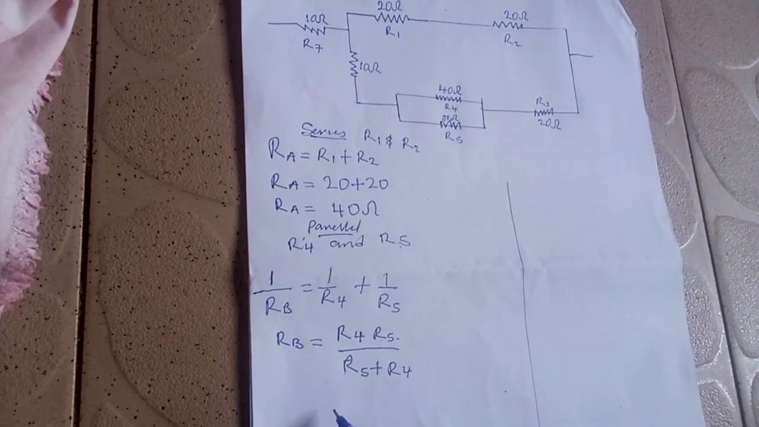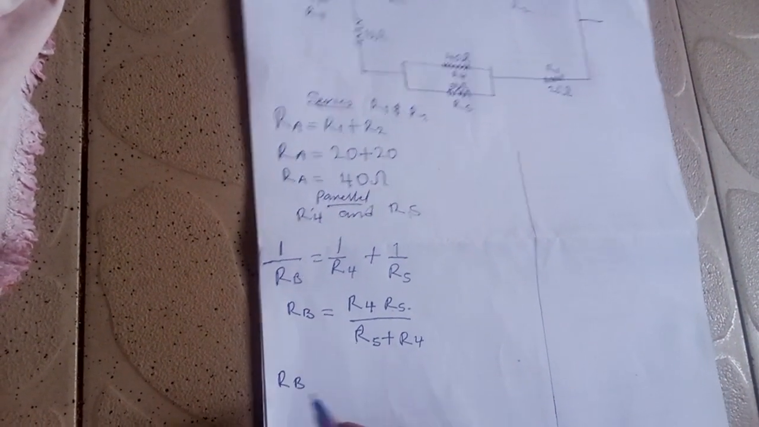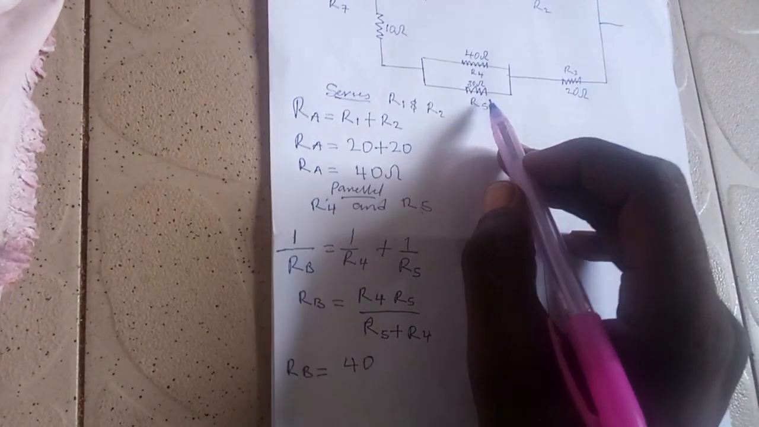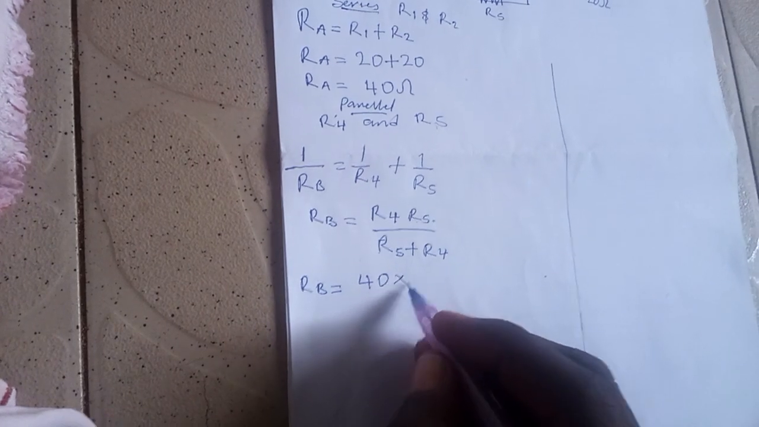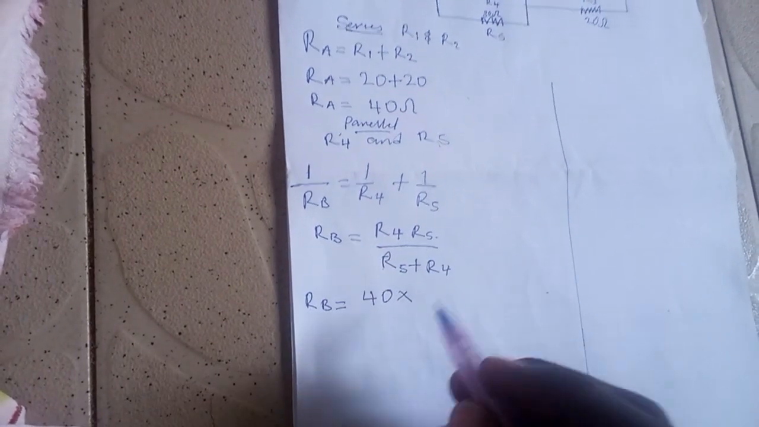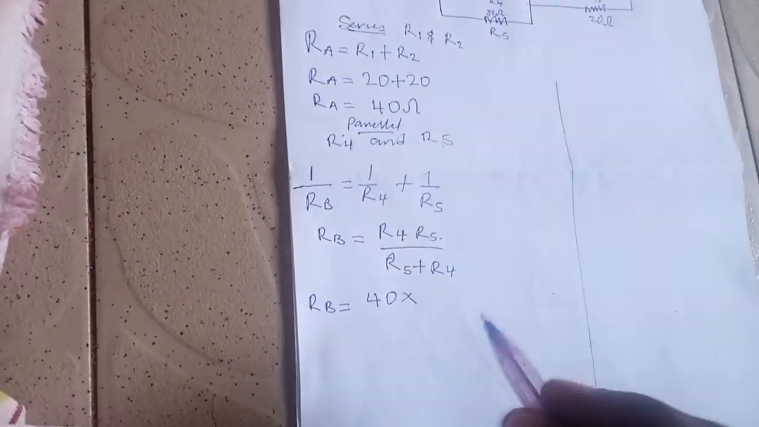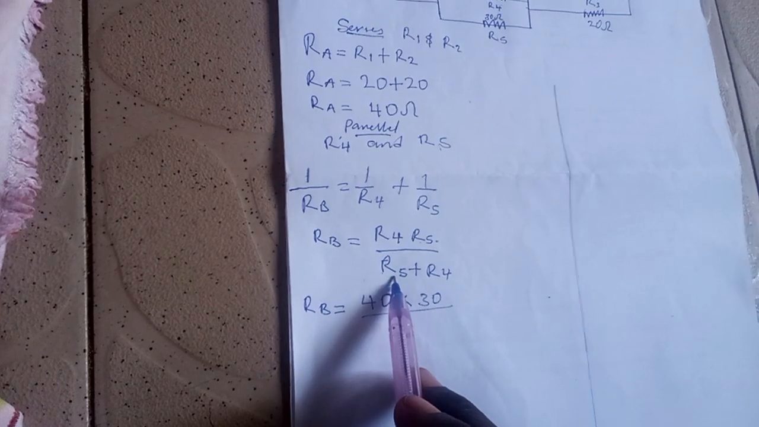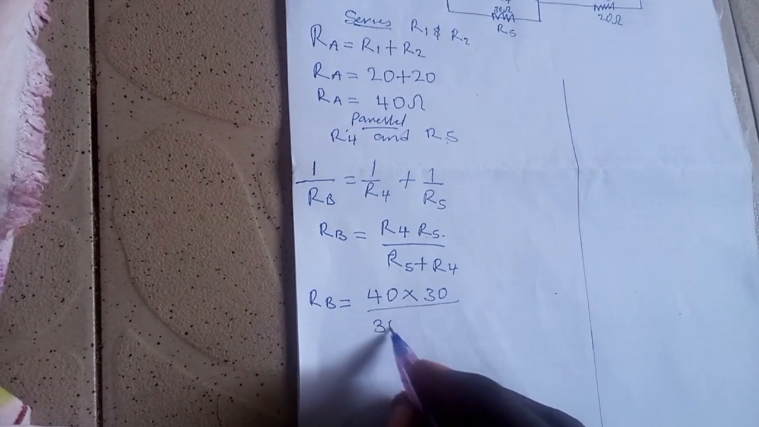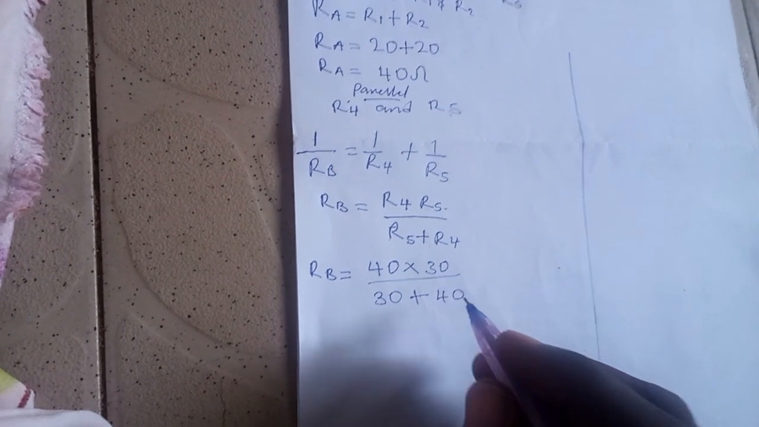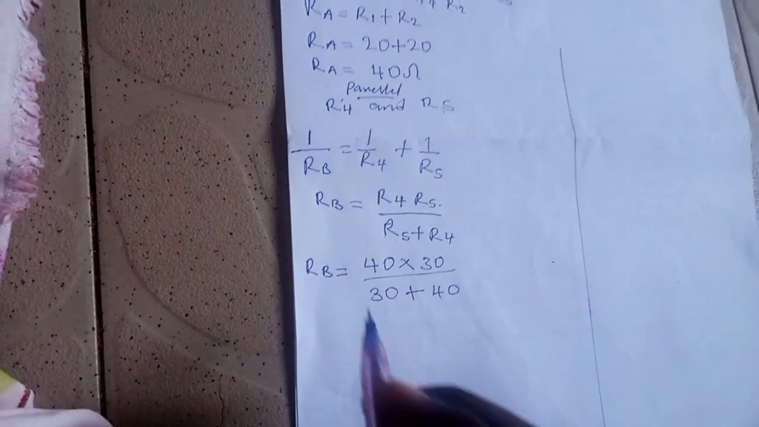The other thing you come and do is to substitute the value. When you come and check your R4, which is this one, is 40. So you come and say RB is equal to 40 and your R5 is what? Times. Remember I said once you don't see anything minus or plus sign here, it is a times, it is a multiplication sign. So our R5 here is 30, all over our R5, which is here again, which is 30, plus 40.